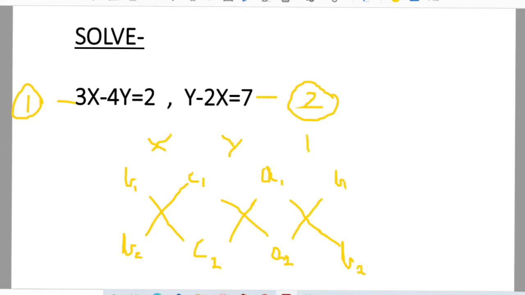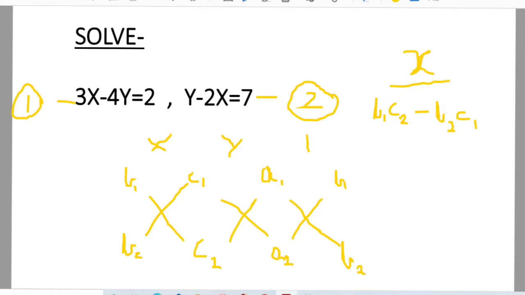So for X, the equation is going to be X upon B1 C2 minus B2 C1. Okay, B1 C2 minus B2 and C1. This is how we are going to make the equation simultaneously for Y and for 1 as well.